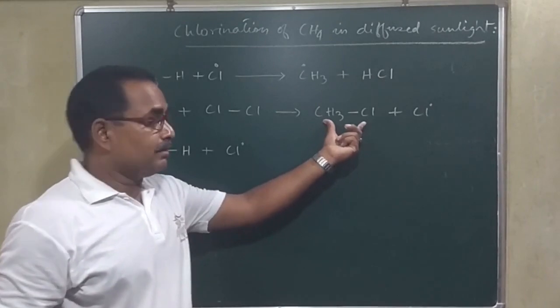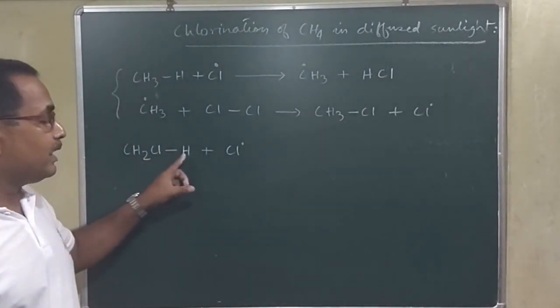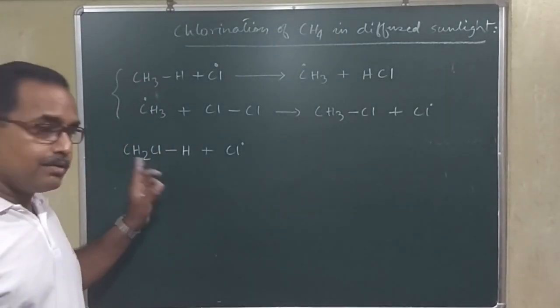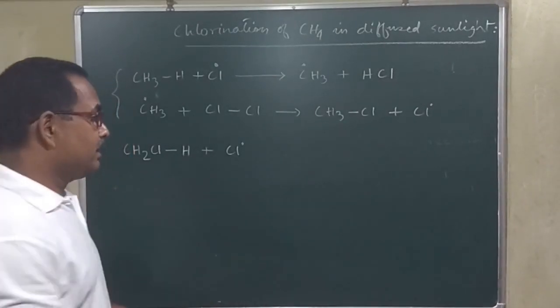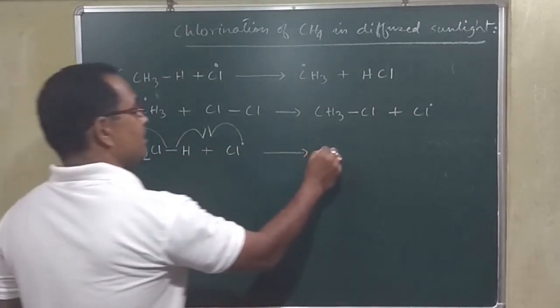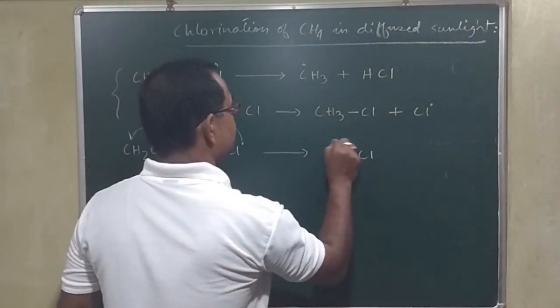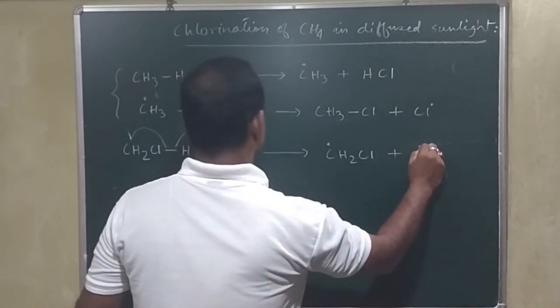This is chloromethane, methyl chloride. In methyl chloride there are 3 hydrogens. So that hydrogen may be abstracted by chlorine free radical. In that case what we have? We have CH2Cl dot plus HCl.